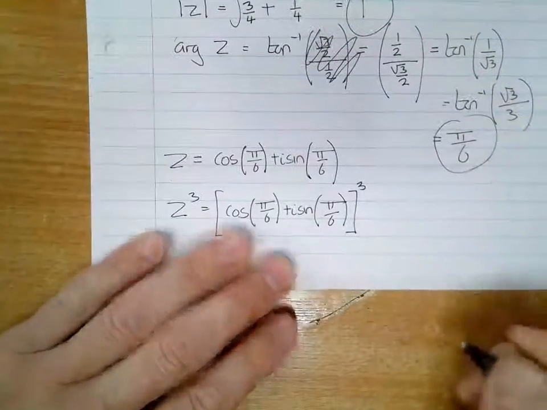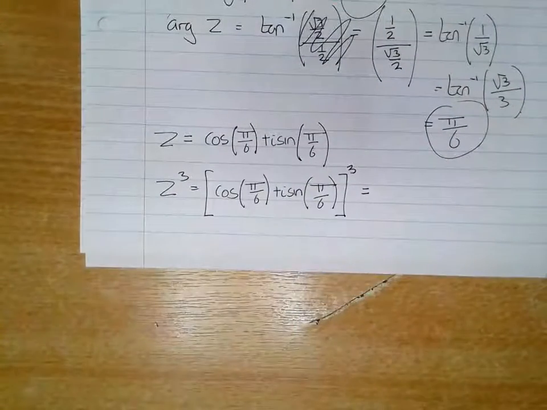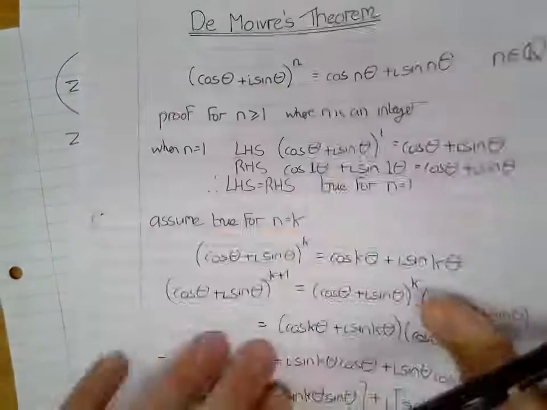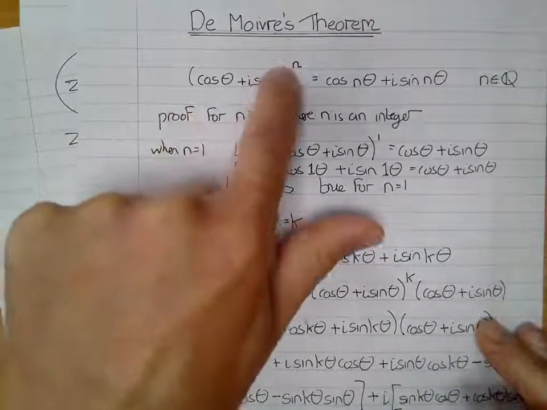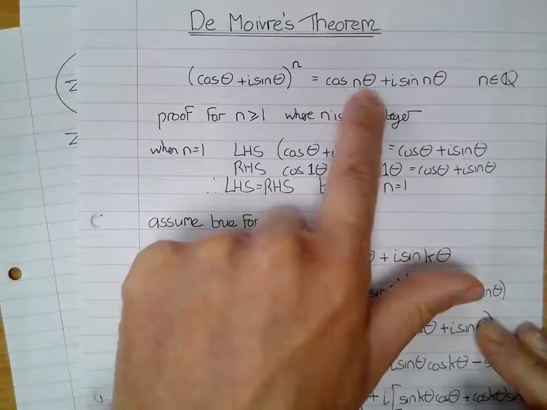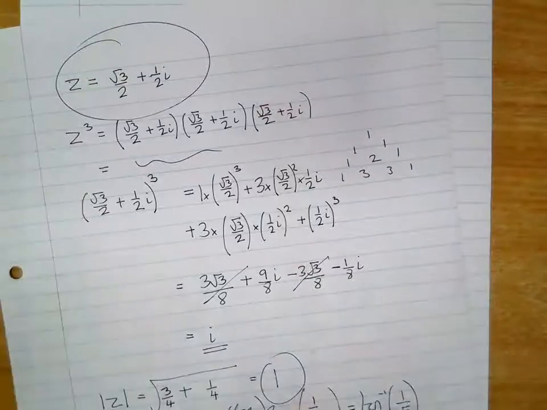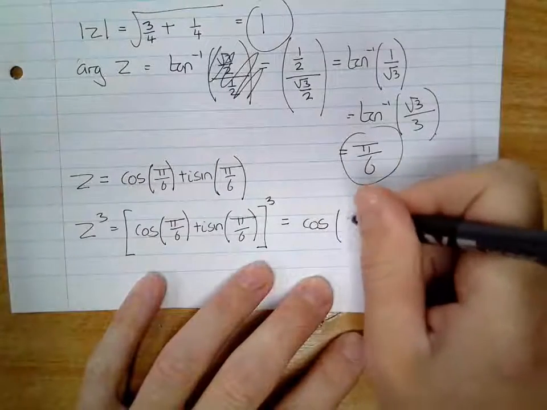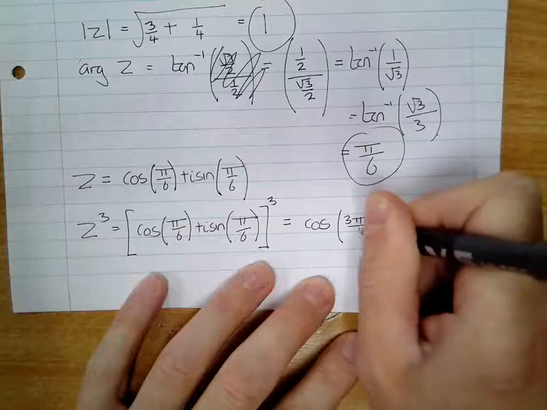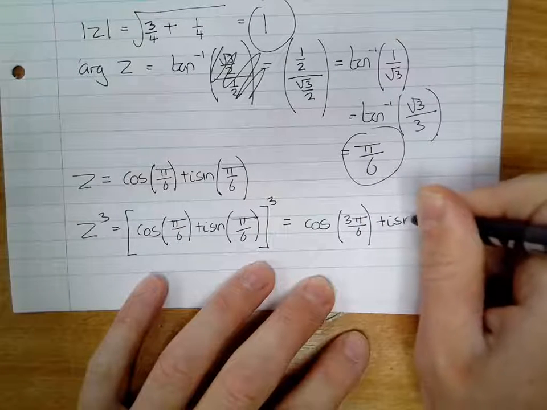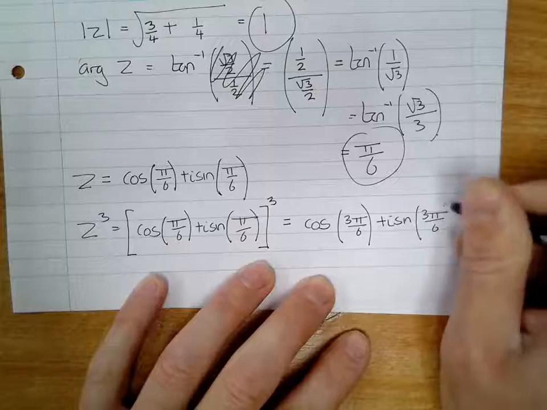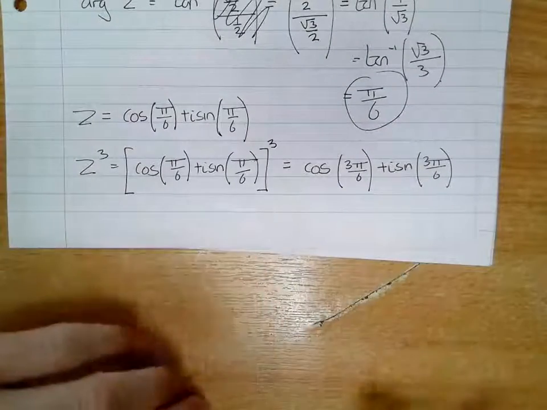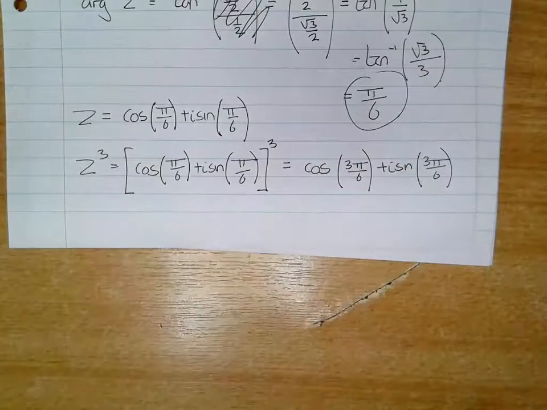all cubed. And this is where our friend De Moivre comes into play, because all we do is apply this result now. The 3 means all I have to do is to times the angles by 3. So I end up with cos of 3 pi over 6, otherwise known as a half, plus i sine of 3 pi over 6, otherwise known as a half. Well, so that's cos of pi over 2. Well, cos of pi over 2 is 0.